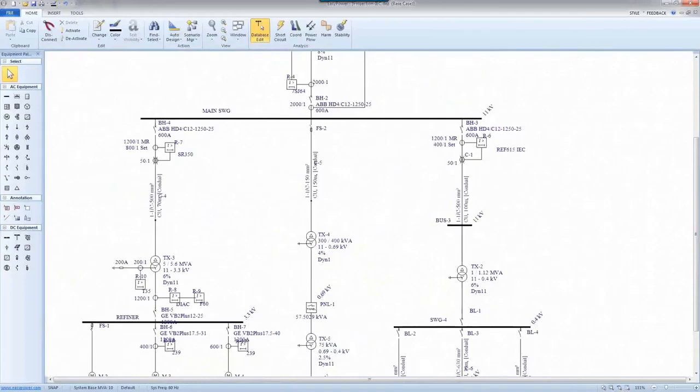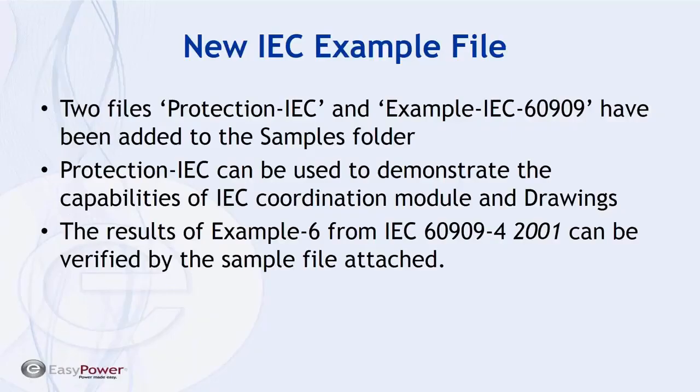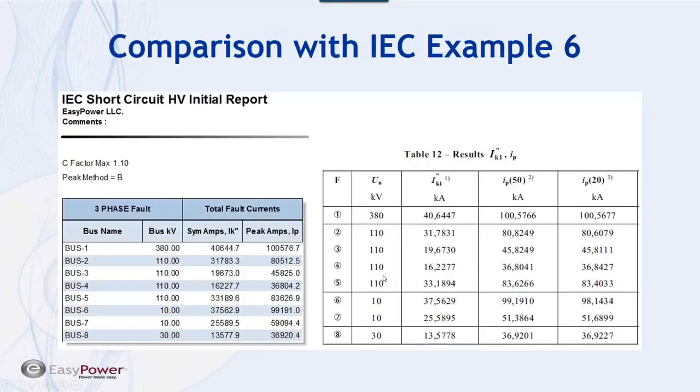The second file is the IEC file. We just put it in there to make a point that you don't need to double check the method. We already did it for you, and we have the results, and we released them, and they are in this presentation that you will see just a minute from now. Results of example 6 from IEC 60909 2001 can be verified by the same sample file attached. Feel free to verify them yourself. Otherwise, I'll show the results to you.